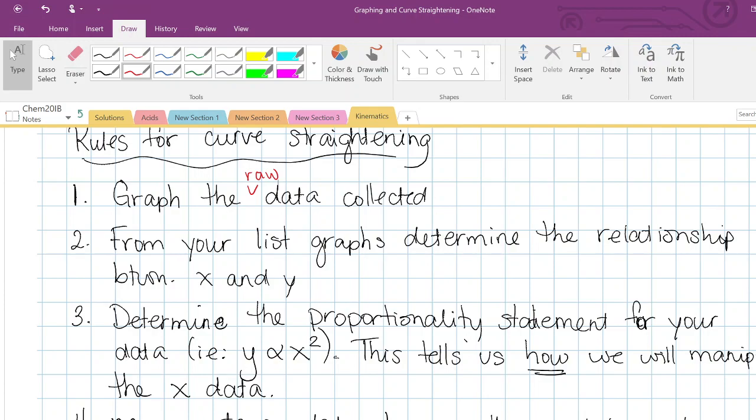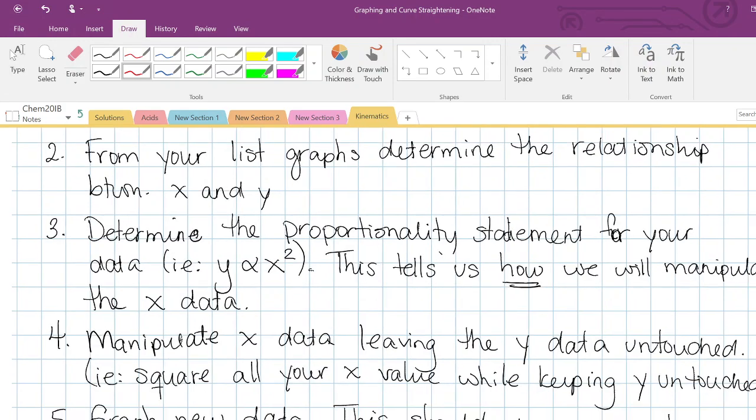It has to be one of those 4 trends that we listed. So it'll either be a linear or direct relationship, an exponential relationship, an inverse relationship, or a power relationship. So you have to determine what the relationship is for this particular graph. Once you've determined the relationship, you can figure out the proportionality statement for this graph. If we have a power relationship, our proportionality statement is y is proportional to x squared. This tells us how we will manipulate our x data.